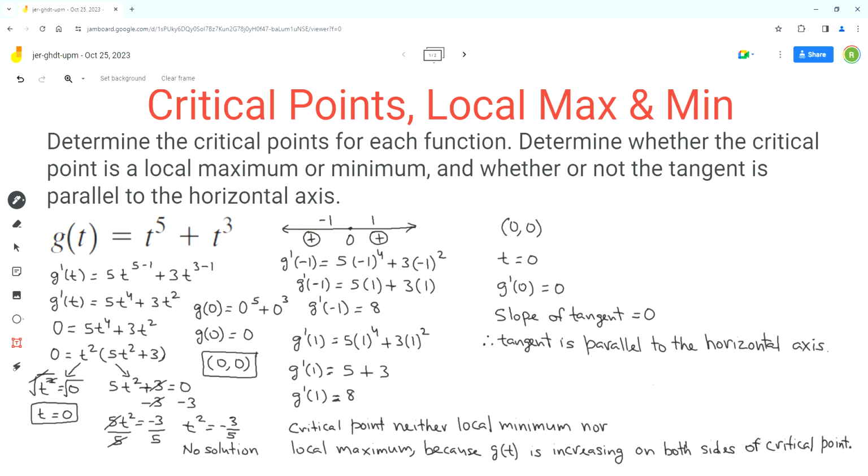So this is a very important concept you need to understand and memorize. So in this case, the critical point is neither minimum nor maximum, but we know that the prime of g at t equals 0, or the critical point, is equal to 0. So that means the slope of the tangent is equal to 0. So that is why the tangent is parallel to the horizontal axis. So these are the steps you have to keep in mind to solve a problem like this one.